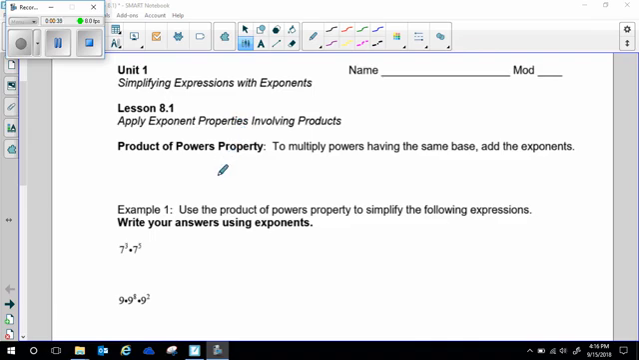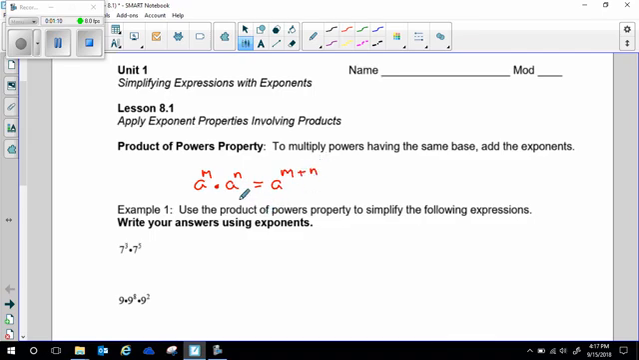All right, so the first one that we're going to look at is called the product of powers property. That simply says if we have two things that are the same bases, a and a, but they have different exponents, say for instance m and n, and those two things are being multiplied together, what I have to do is simply take that base, because it's the same, and add my exponents, m plus n.